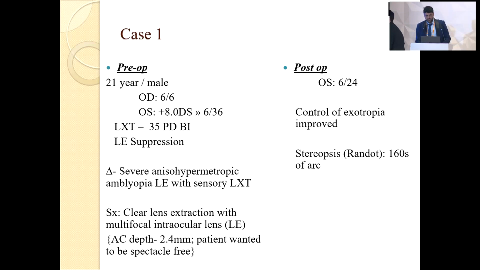The first case was a 21-year-old male having 6/6 vision in the right eye, and in the left eye his vision improved to 6/36 with +8 diopter sphere. The patient had left exotropia of 35 prism diopters and left eye suppression. Diagnosis was severe aniso-hypermetropic amblyopia in the left eye with sensory left exotropia. The patient underwent clear lens extraction with multifocal IOL. The AC depth was 2.4 mm, and the patient wanted to be spectacle free, so this was the only choice.